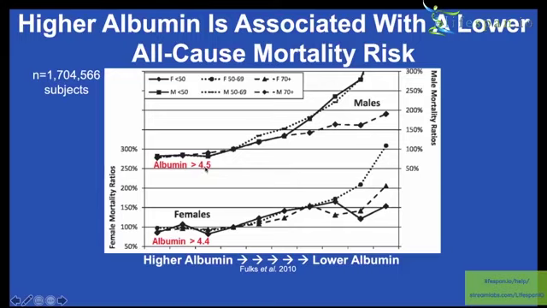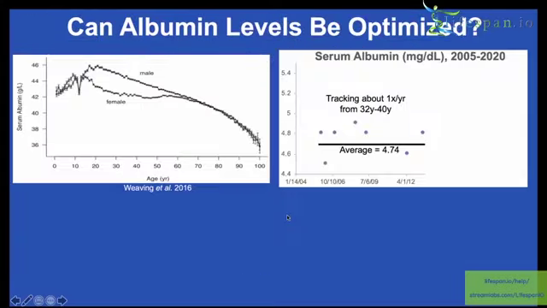So 4.5 milligrams per deciliter, or 45 grams per liter in men, and for women greater than 44, would be associated with the lowest risk of death for all causes. Each of these different data points is for different age groups: men or women less than 50, 50 to 69 years old, and greater than 70. What we can see is that as albumin levels decrease, risk of death for all causes increases for both sexes. So can albumin levels be optimized?